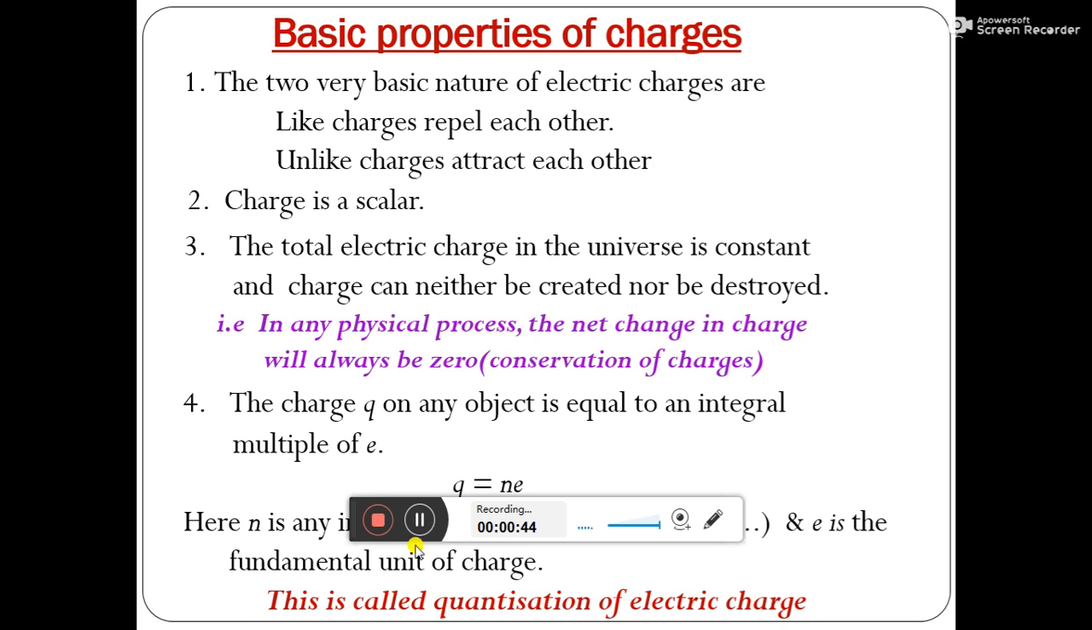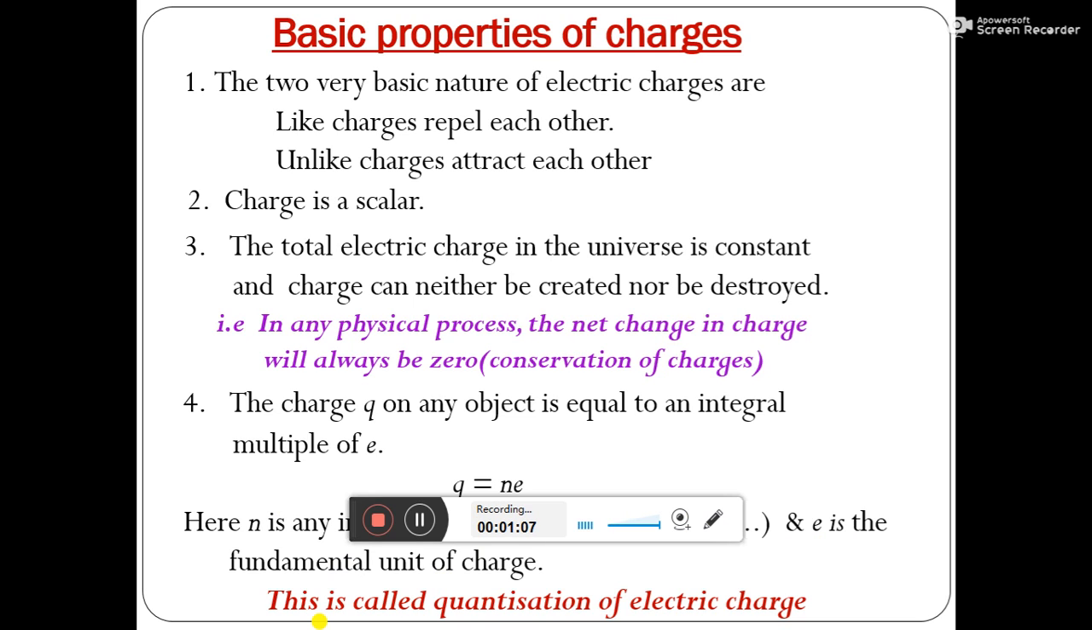The fourth property, quantization of electric charge. The charge Q on any object is equal to an integral multiple of e. Hence, Q is equal to ne. Here, n is any integer and e is the fundamental unit of charge.